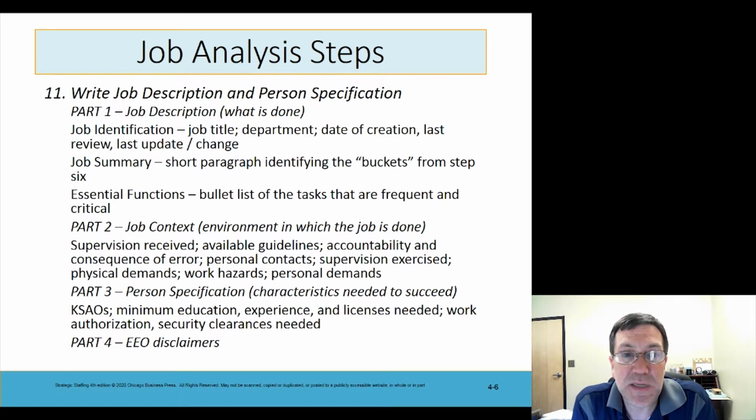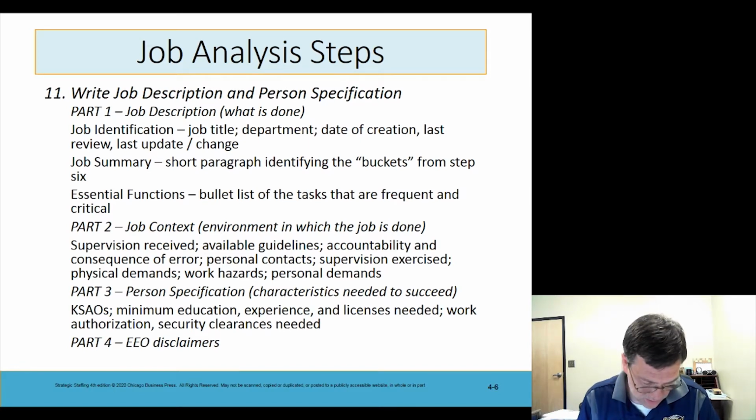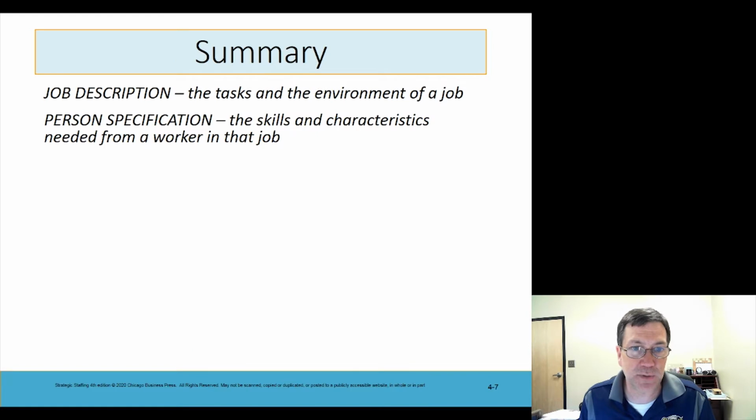The last piece of the person specification job description are the disclaimers, and they're pretty standardized. We don't discriminate on the basis of race or gender or any of those kinds of things. We can train you for the job if you're not fully qualified, that sort of stuff. All right, so that's the job analysis.